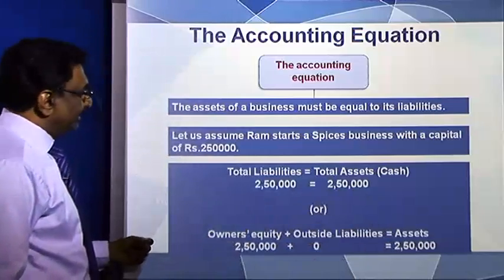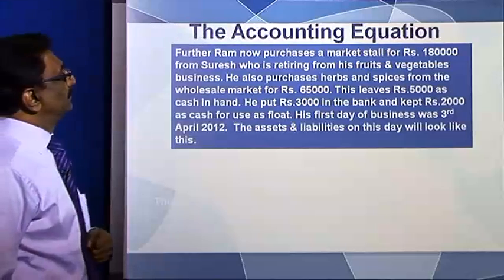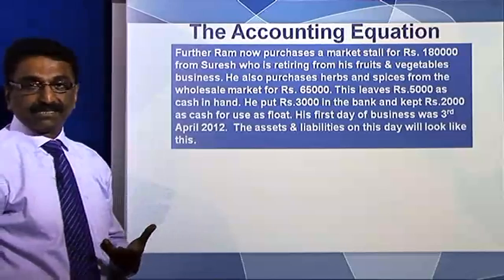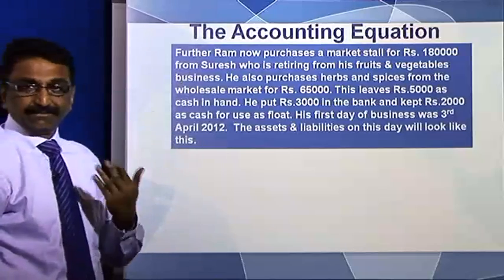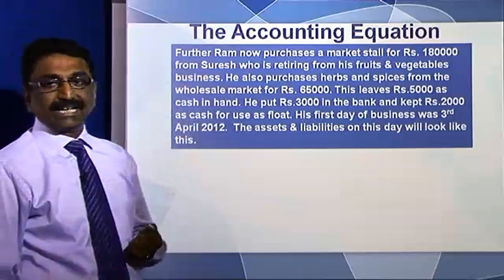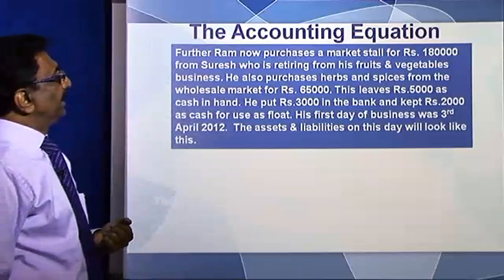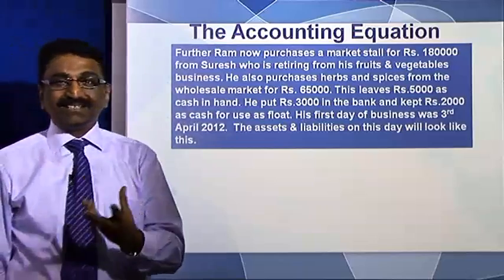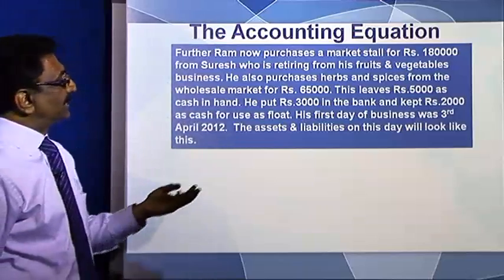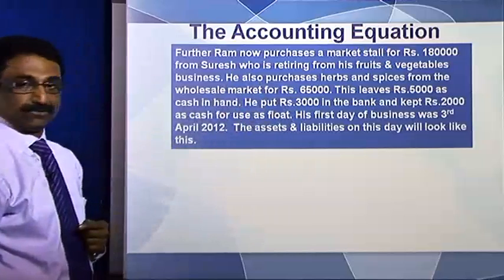Let's now start doing some transactions. Ram now purchases a stall. Now he started a business. A friend of his was retiring from the business, so he picked up a stall from him in a marketplace and paid him 1,80,000 rupees for that. And then he went on to buy herbs and spices, which he is going to trade in, which he is going to sell, from the wholesale market for 65,000 rupees.